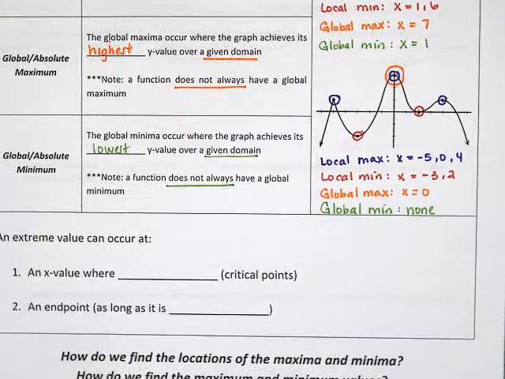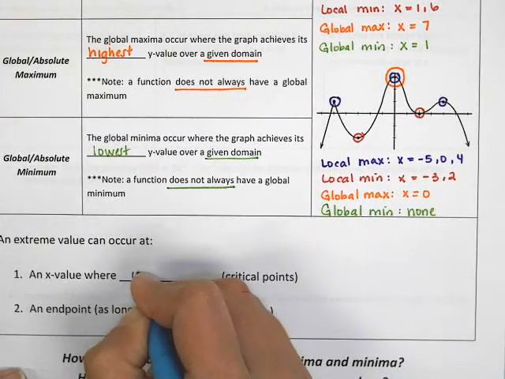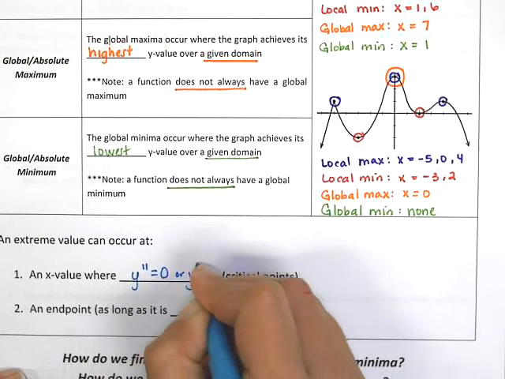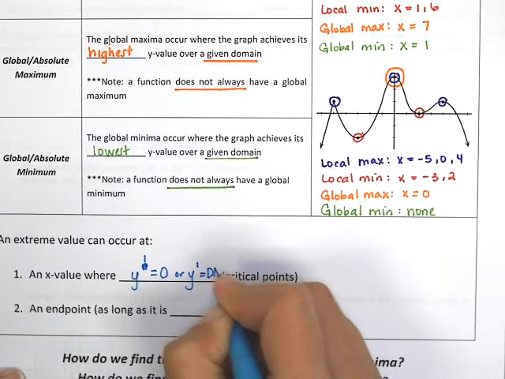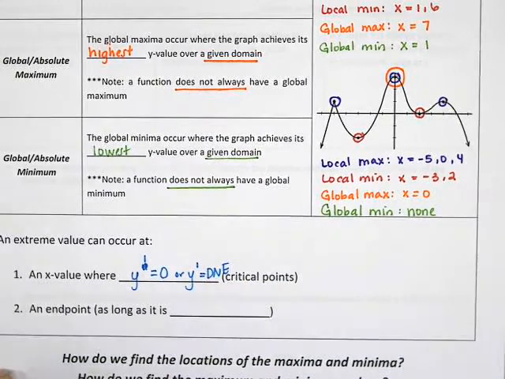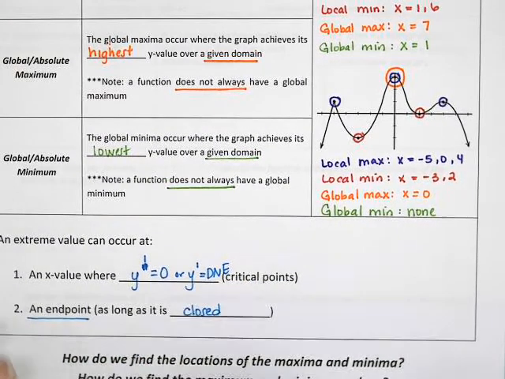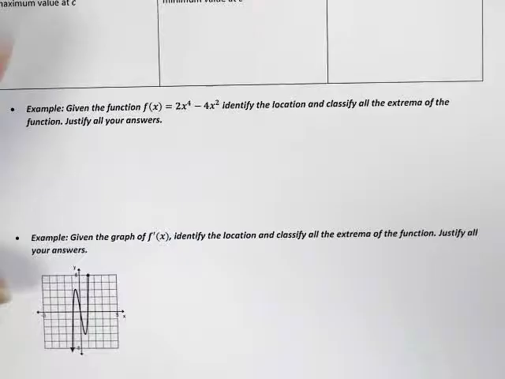An extreme value can occur at an x value where y prime equals 0 or where y prime, not y double prime, I'm sorry, where y prime is undefined, or at an endpoint as long as it is a closed endpoint. So how can we use that to help us figure out how to calculate these values? Well, let's take a look at some examples.